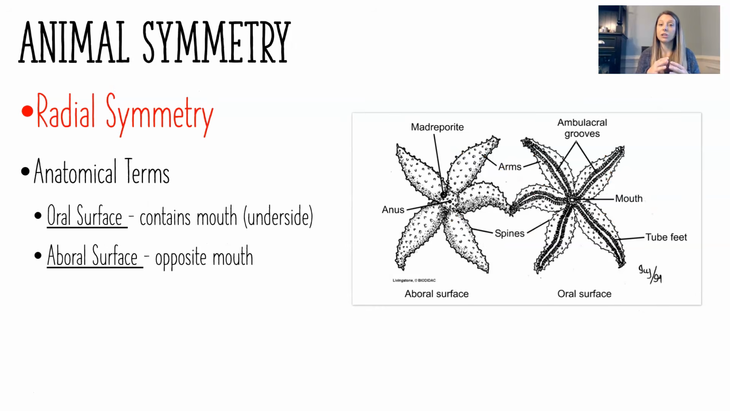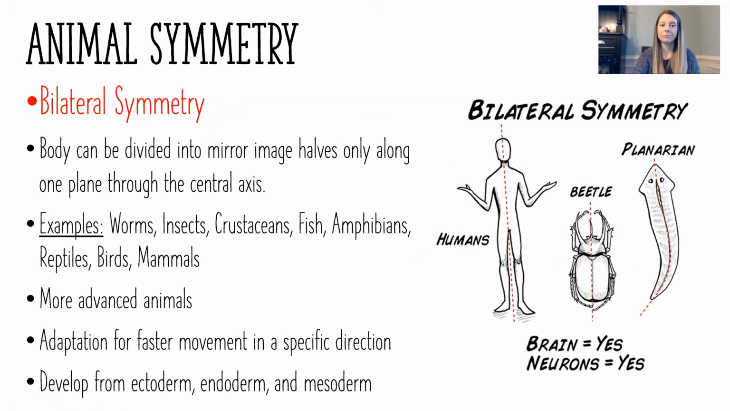And then there are some anatomical terms that are going to come along with organisms that have radial symmetry. If you hear me refer to the oral surface, I'm talking about the surface of the animal that has the mouth. On a starfish, that's the underside, right? It's always going to be the underside of an animal with radial symmetry. Or the aboral surface, which is the side opposite the mouth, the side you would see on a starfish if you were looking down in the water.